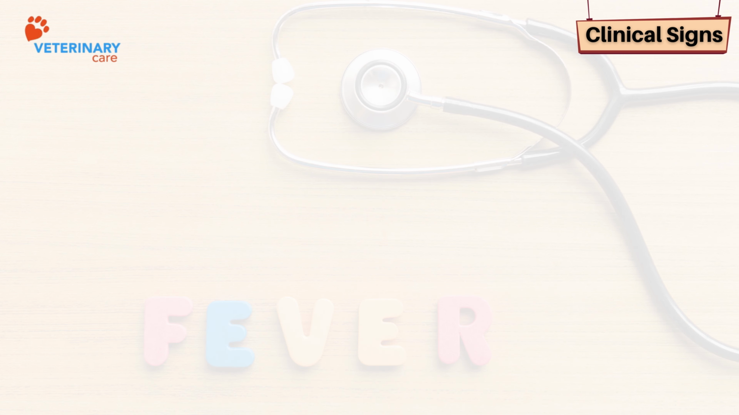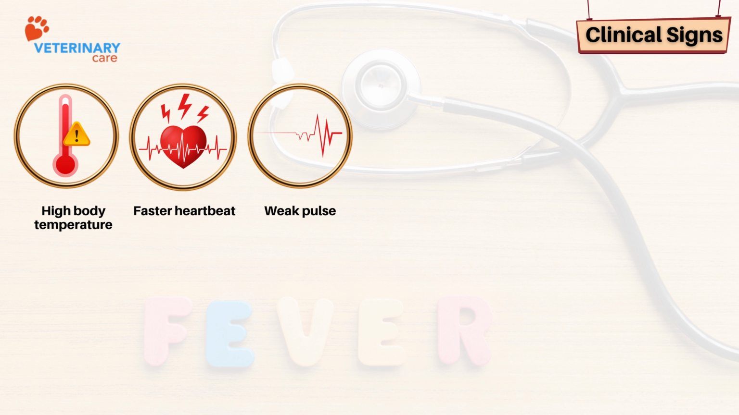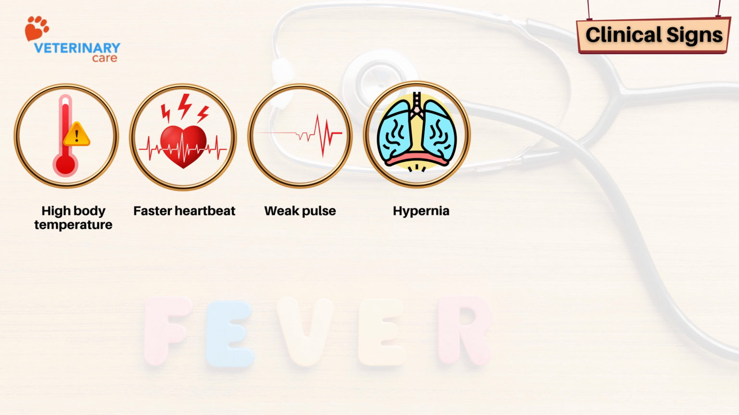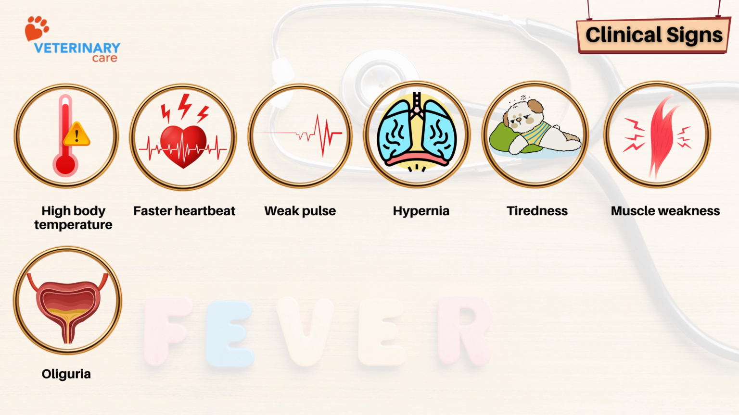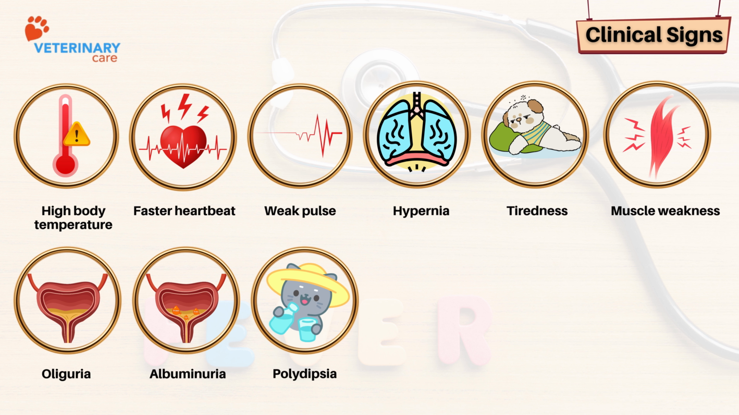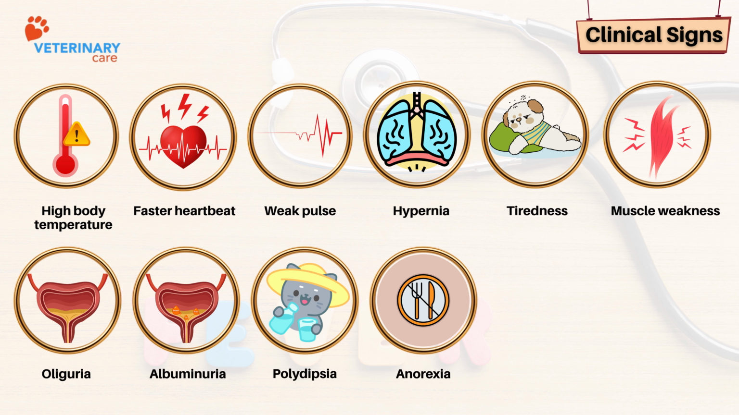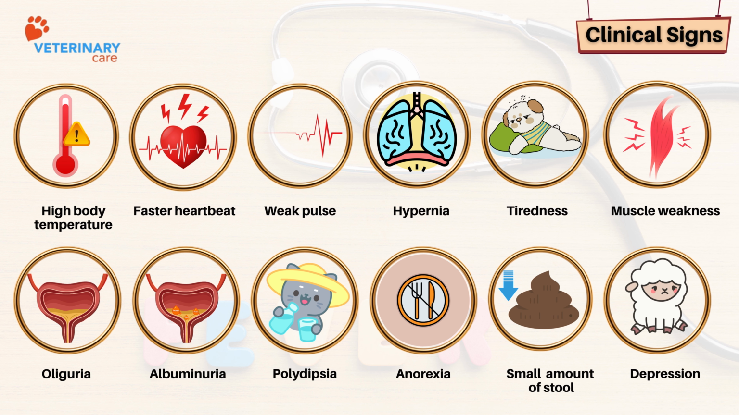Signs of fever include a high body temperature, faster heartbeat but weaker pulse, hyperpnea, rapid breathing. Tiredness, muscle weakness, oliguria, less urine, sometimes with protein in it, albuminuria, polydipsia, increased thirst, anorexia, poor appetite, small or reduced amount of stool, often due to dehydration or reduced food intake, and depression.